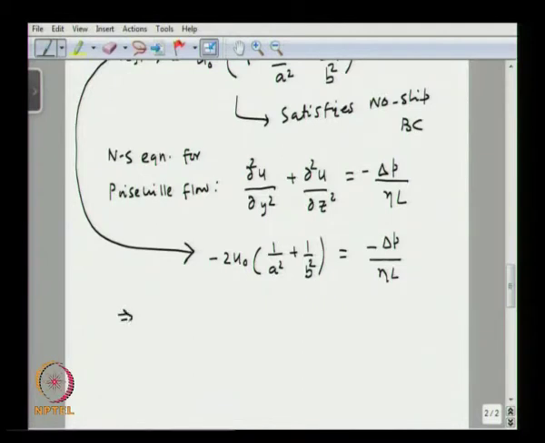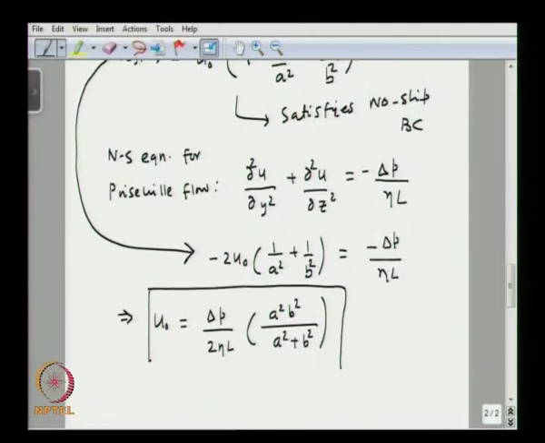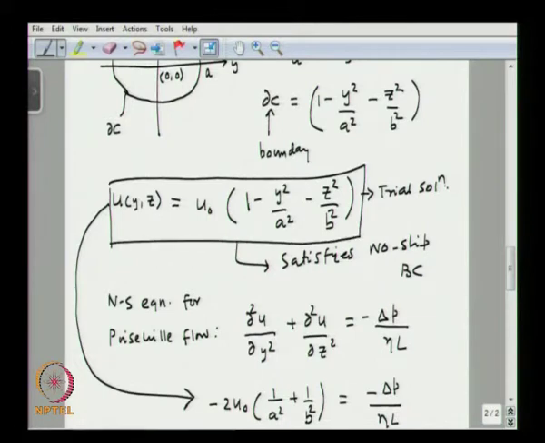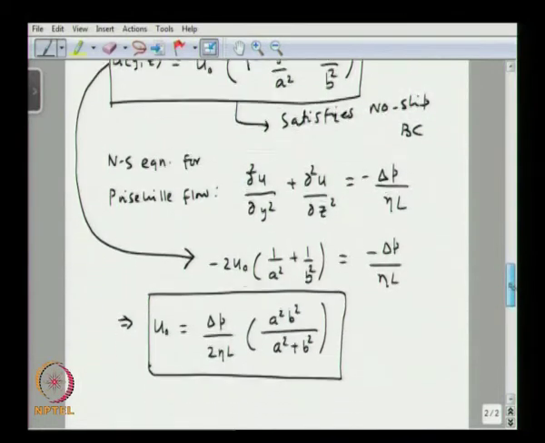So, you can find u 0 to be delta p over 2 eta L into a square b square divided by a square plus b square. Okay. So, that is the expression for u 0 and that can be substituted in this equation to get the expression for the velocity field, okay, which satisfies the boundary conditions.